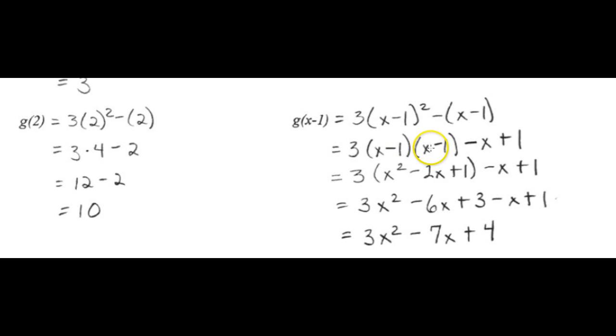If you want to square a binomial like that, you write it down twice and you FOIL it. So you get x squared minus 2x plus 1. If you want to eliminate the parentheses here, use the distributive property. So that's minus x plus 1. Use the distributive property here. We end up with, in combined like terms, 3x squared minus 7x plus 4.